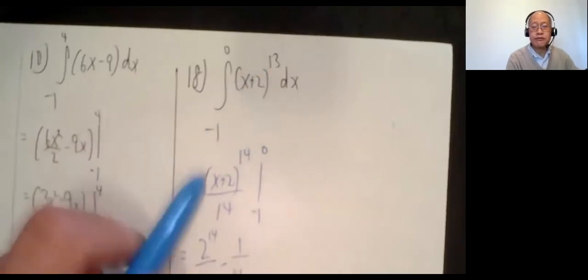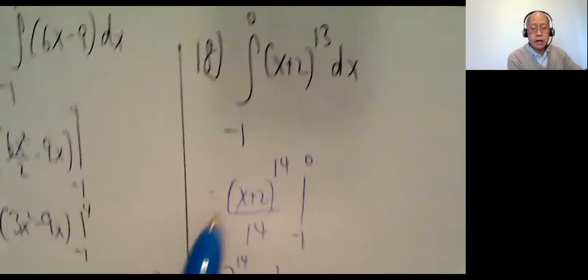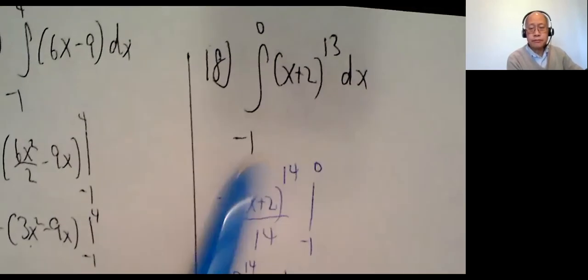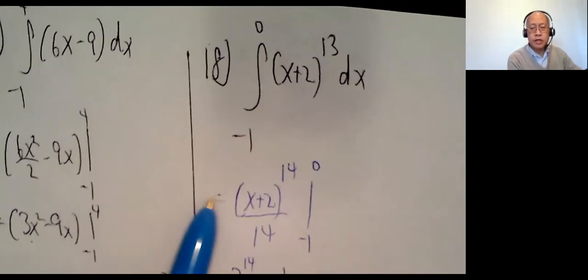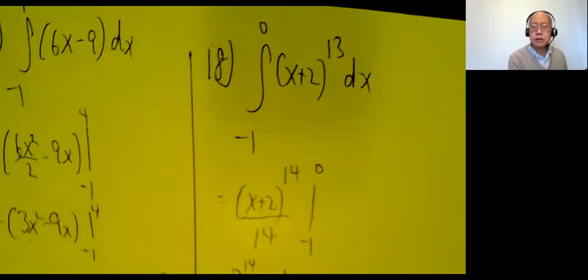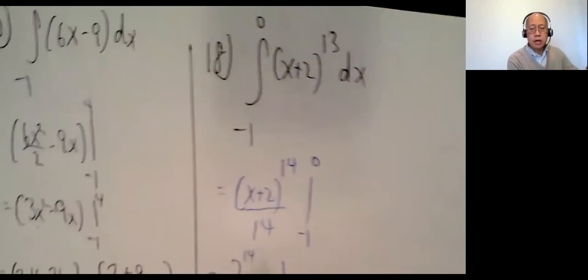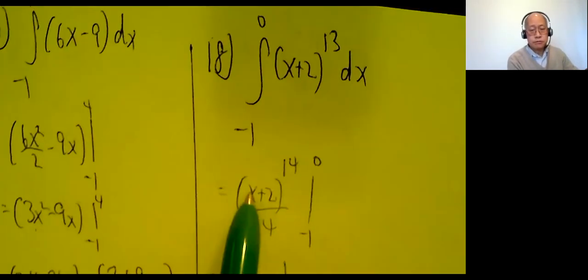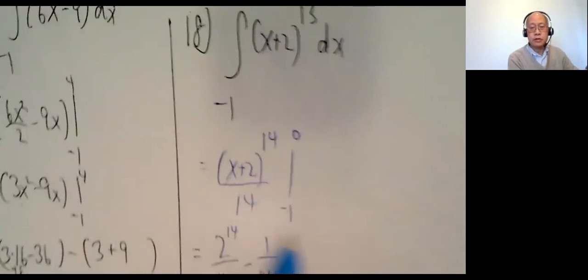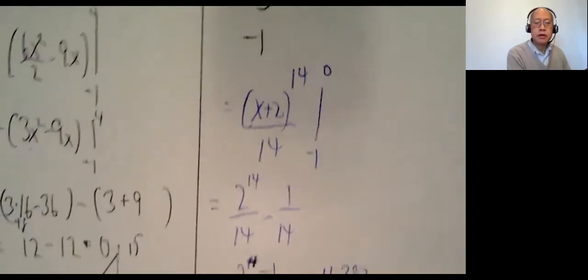Just go x plus 2 to the 14th over 14. Okay, double check. What's the derivative of this? 14 cancels the 14, x plus 2 to the 13th, times by the chain rule, the derivative of the inside. What's the derivative of the inside? 1, so it works.